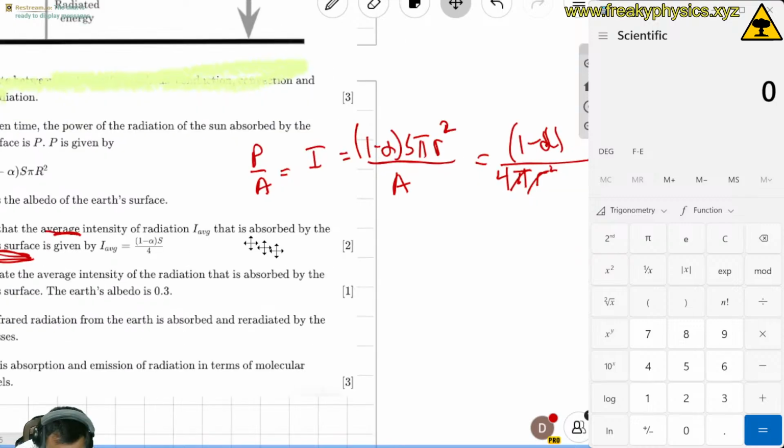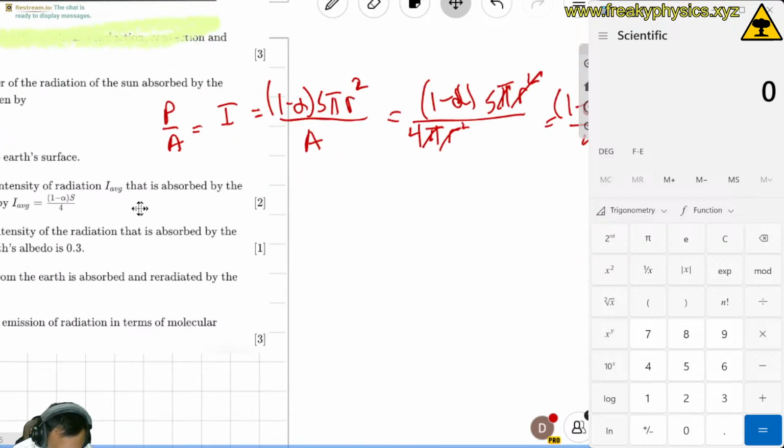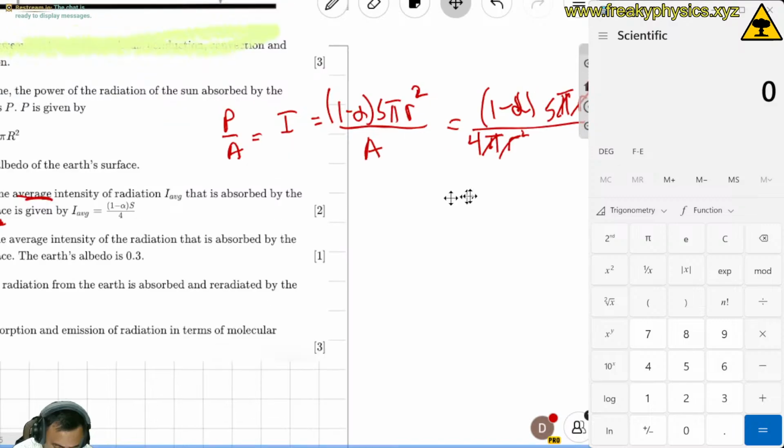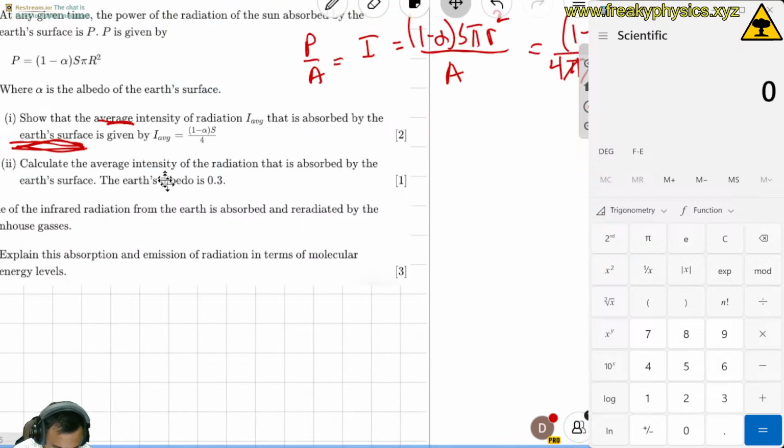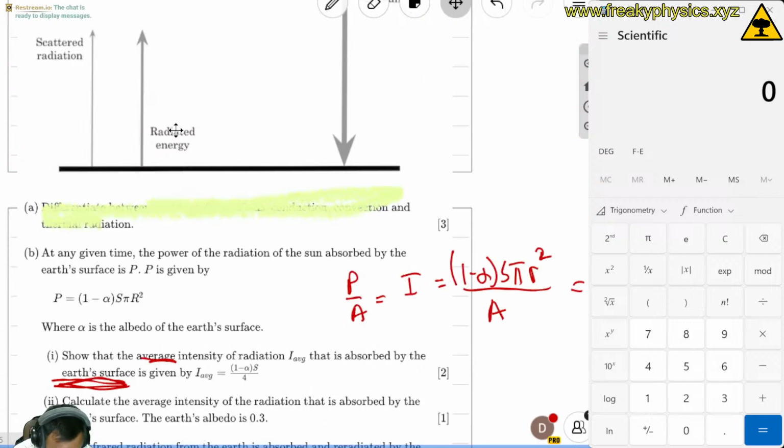The reason again why we're doing 4 pi r squared for the area of the Earth here is because we're looking at the average throughout the whole surface. All right. So here in part 2, this one's pretty straightforward. You're given the albedo, 0.3. S is a constant, it's in the data booklet. Are you given the radius of the Earth here?